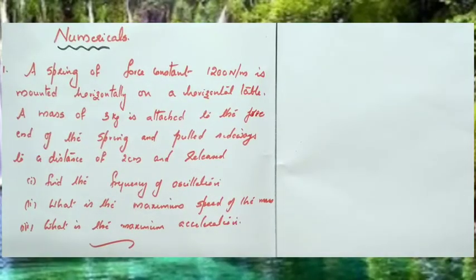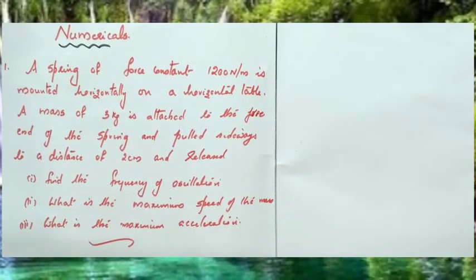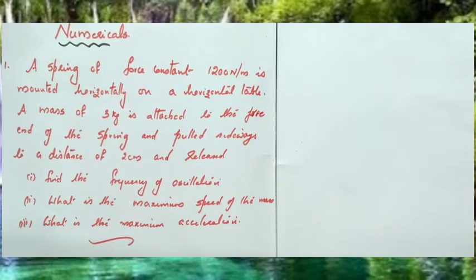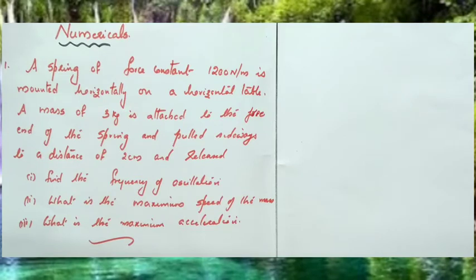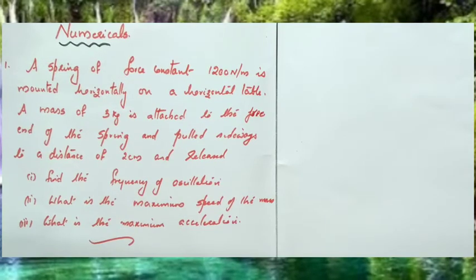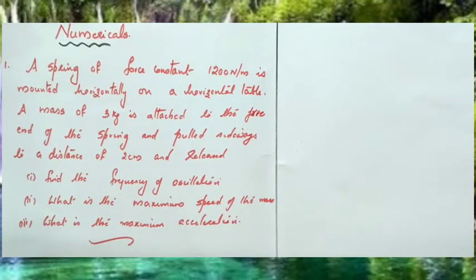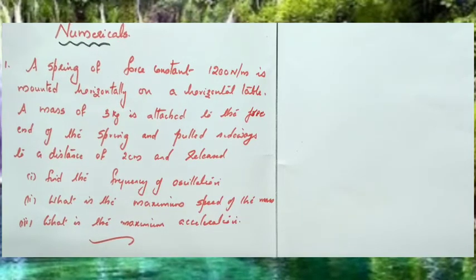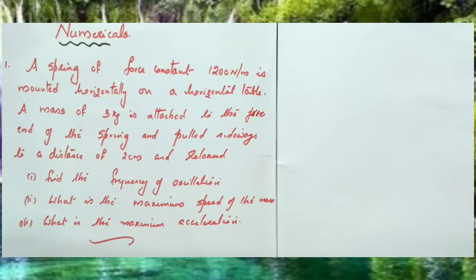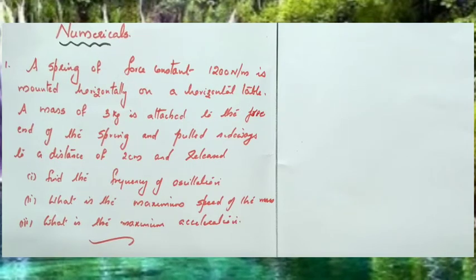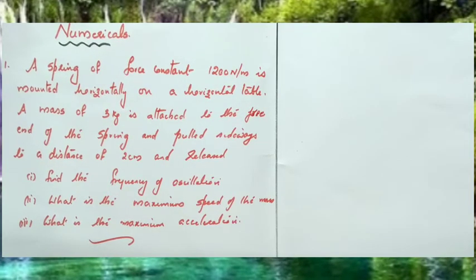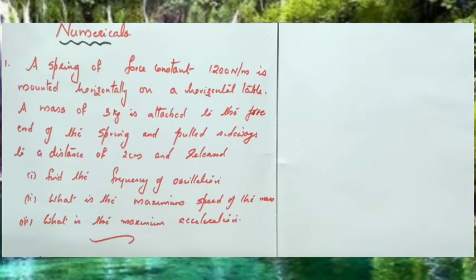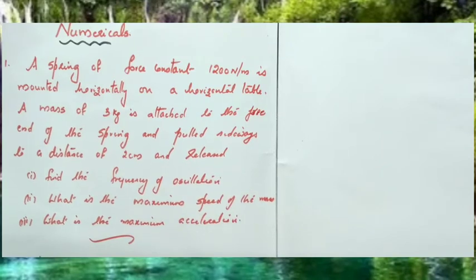We can do some numericals relating to the chapter oscillations. First question: a spring of force constant 1200 Newton per meter is mounted horizontally on a horizontal table. A mass of 3 kg is attached to the free end of the spring and pulled sideways to a distance of 2 cm and released. Find the frequency of oscillation, find the maximum speed of the mass, find the maximum acceleration.